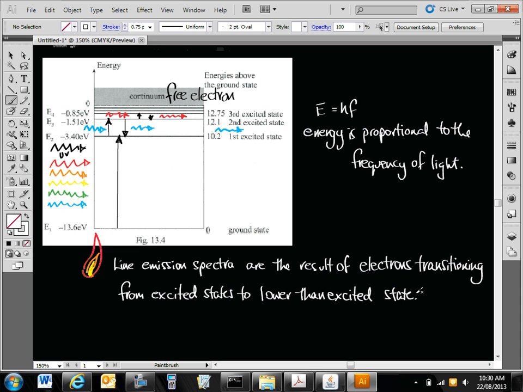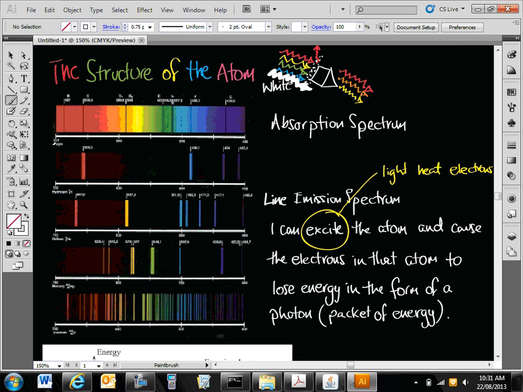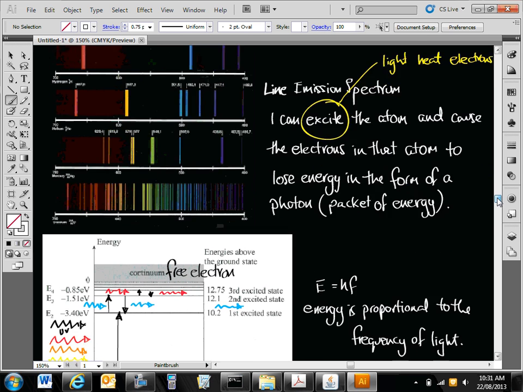So I'm not saying which states. I'm just saying that anywhere up here down to lower energy states, we will see emission spectra. And we will see them very specifically in this case for hydrogen. And it will look like this for hydrogen, this spectrum here, this line emission spectrum.